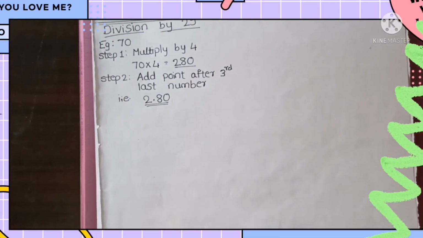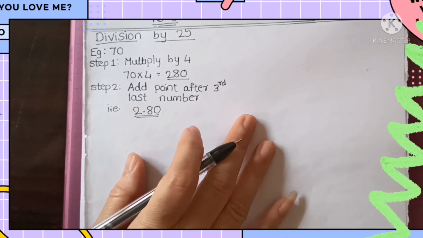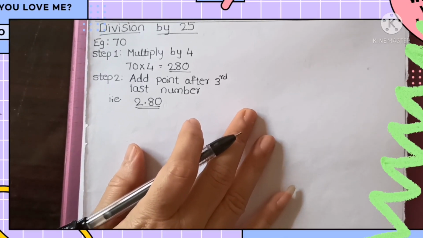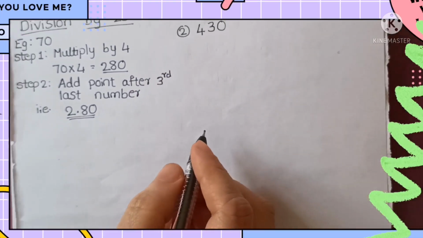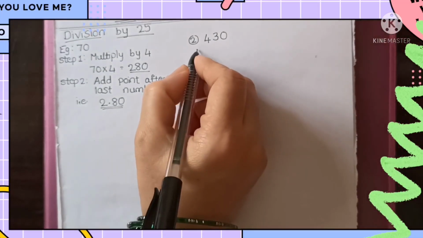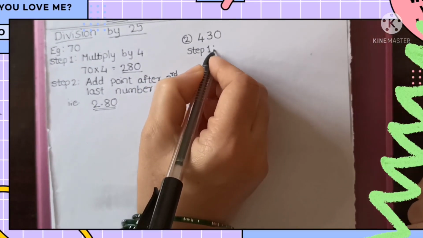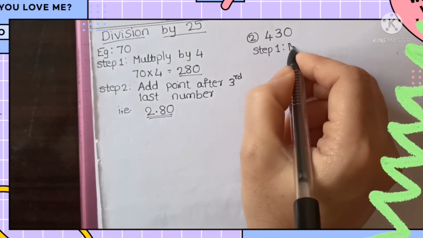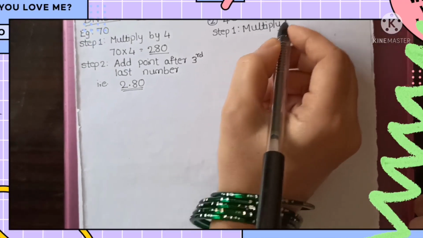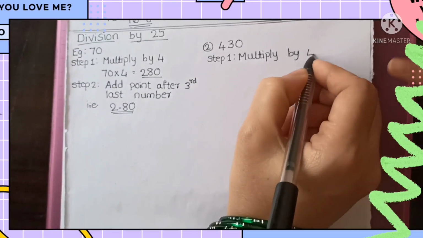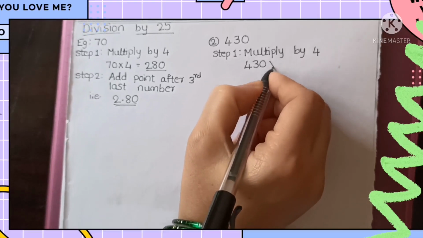So you can check answer in calculator. I am sure you will get the answer as I have got. So let's take one more example to make this concept more and more clear. So we will take an example of 430. Okay. So as we saw in our first example that we have to multiply the number by 4. So we will do same in this example also. We will multiply the number by 4.